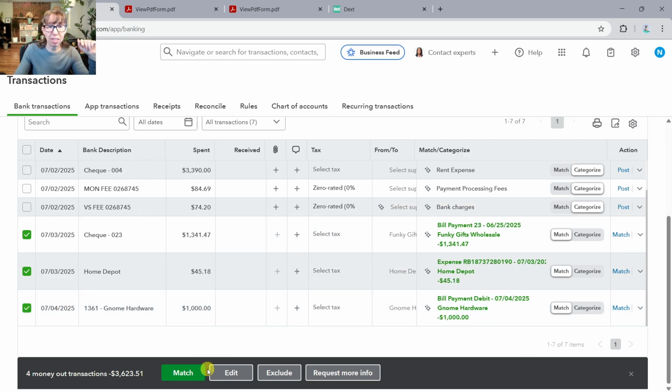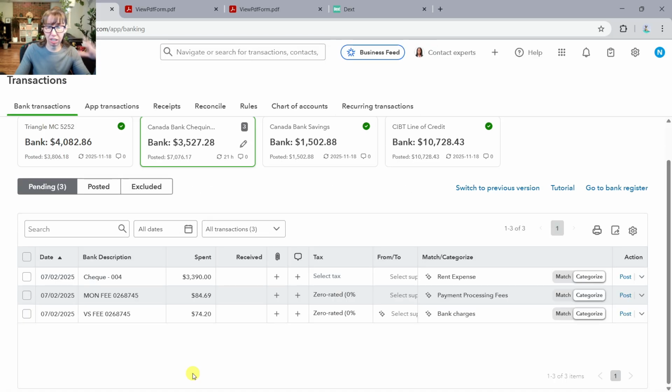So I've checked off the ones I'm happy with. I can just hit match and it'll do it all at once for me. Now we're left with our lonely singles. Looking at this first lonely single, we don't have the July bank statement yet, which shows us the cleared checks. So we could leave that one on there until we got the bank statement in so we could see who the check was written to.